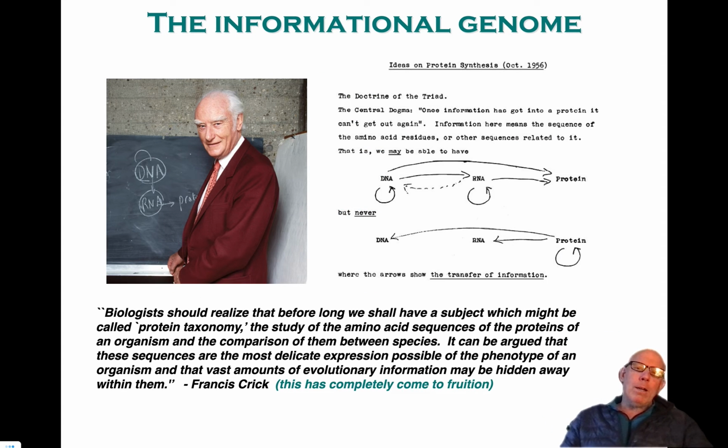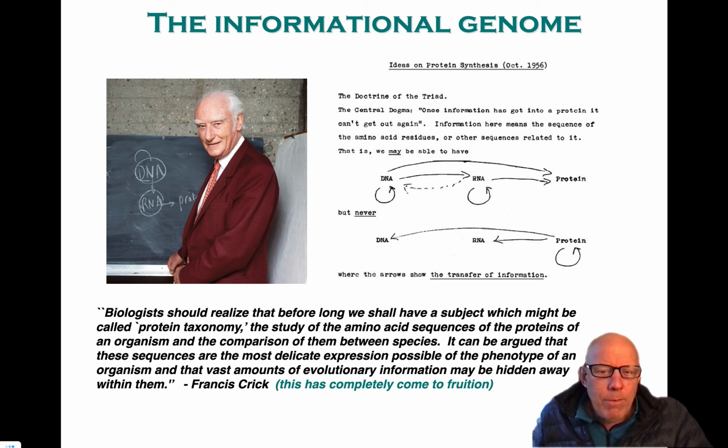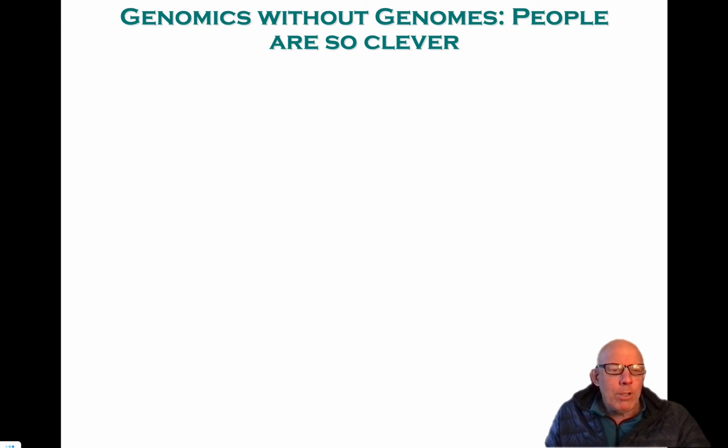I think an even better version of this insight comes from Crick, who in the 60s made this remark: biologists should realize that before long we shall have a subject which might be called protein taxonomy. Well, before long has already come and gone. We are living in that era. The study of the amino acid sequences of the proteins of an organism and the comparison of them between species, it can be argued that these sequences are the most delicate expression possible of the phenotype of an organism, and that vast amounts of evolutionary information may be hidden away within them. So that is my introduction to molecules as documents of evolutionary history.